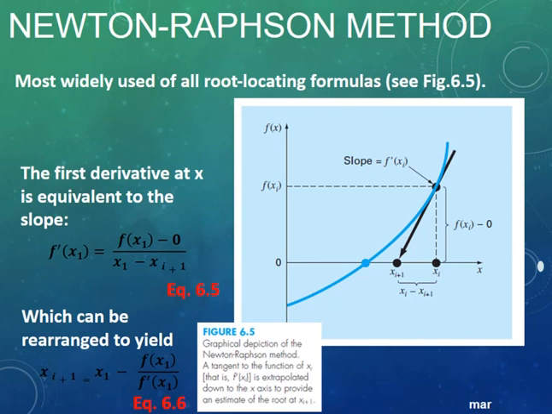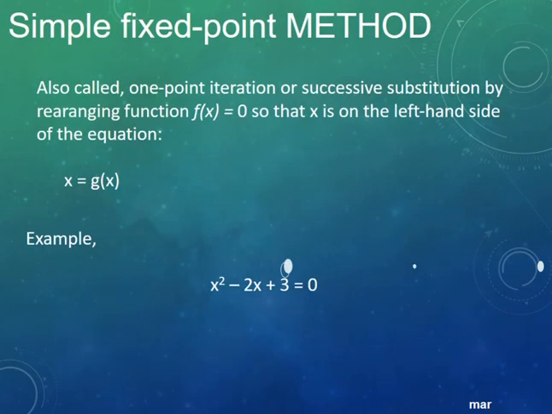So it is the most widely used of all root locating formulas. It is based on formulas that require only a single starting value of x, or two starting values that do not necessarily bracket the root. Okay, one example of an open method is the simple fixed point method.